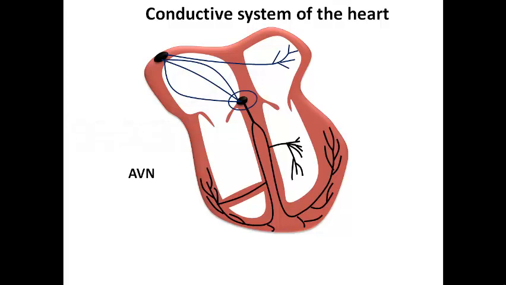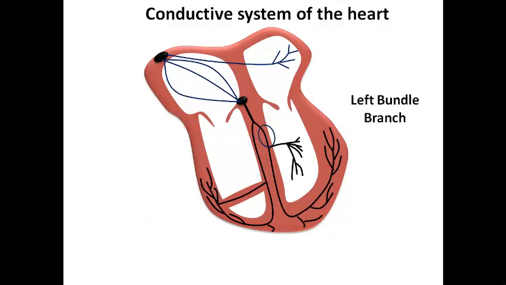Then we have a transition at the AV node, which lies in the right atrium in the subendocardial region. This explains why it is liable to damage sometimes during ablation procedures, because it lies subendocardial, whereas the SA node is a deep structure lying subepicardial. From this AV node arises the His bundle, sometimes called the AV nodal tract, which lies deep inside the interventricular septum, and then it bifurcates into the right bundle branch and left bundle branch.